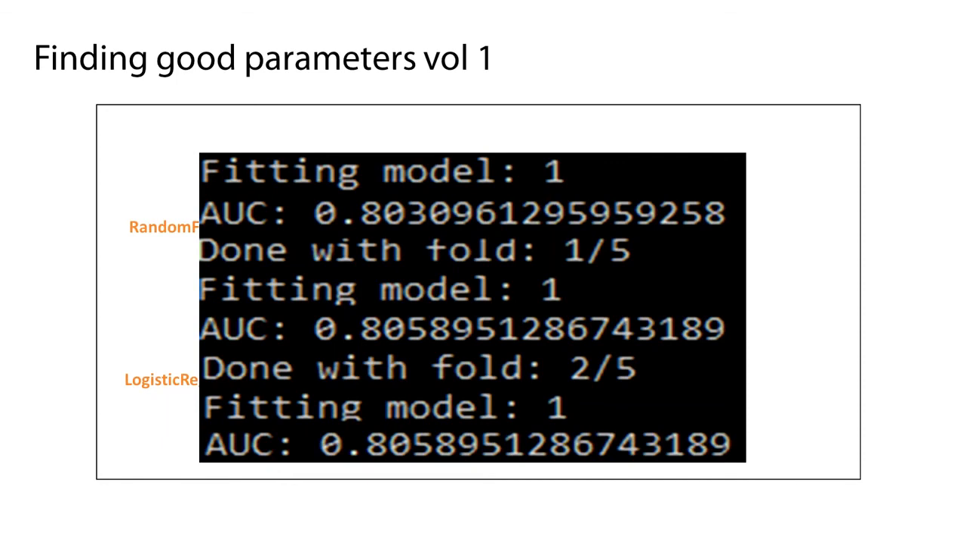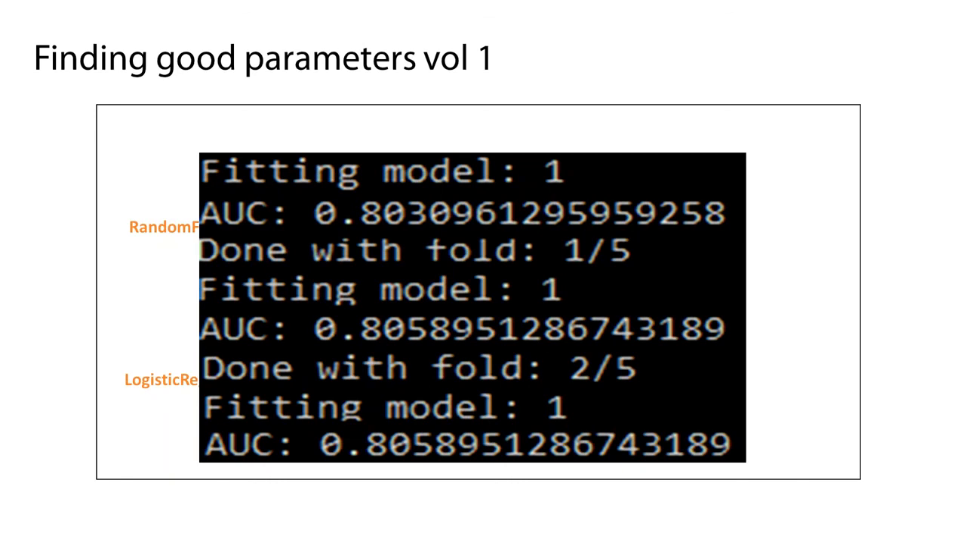Now the AUC is improved from 0.78. Now it is 0.80. So I know this is a good change. And now I will keep doing this until there is no other improvement. And then once I finish with one parameter, which is the maximum depth, then I can move to other parameters.